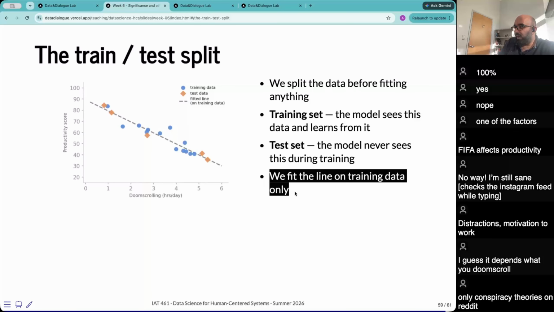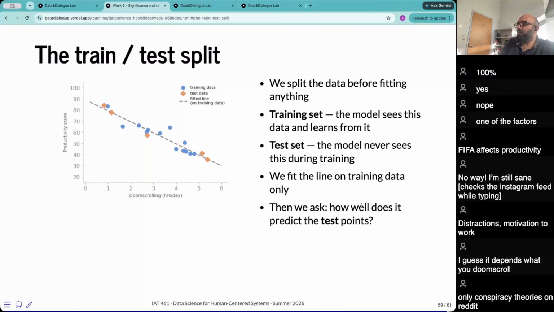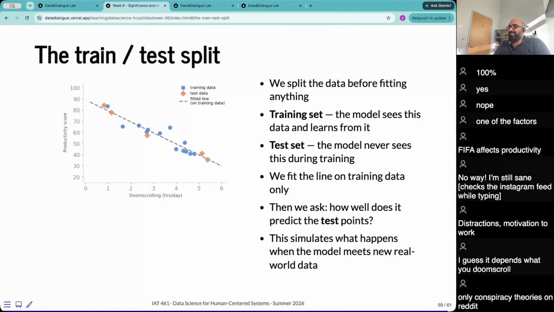Then we fit a line. Then we ask, how well does it predict the test points? Because we have the true data, we can compare the difference between the prediction and the true data. That is the error. This simulates what might happen when the model meets new real-world data.